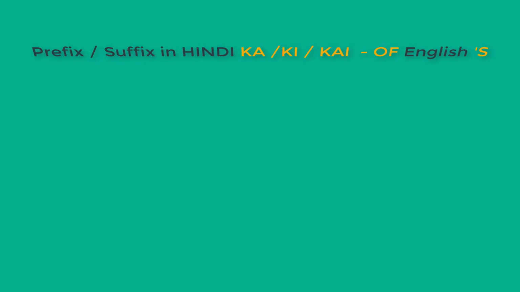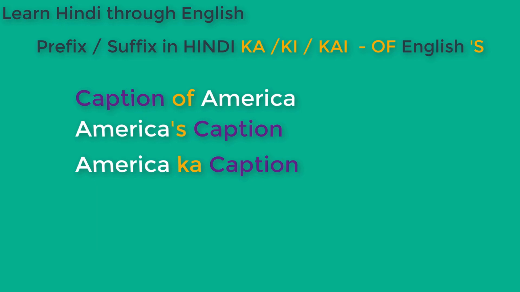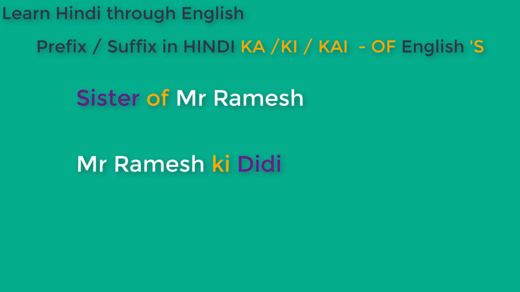Next we have of and apostrophe s. Captain of America and America's captain. Both are considered same, but the way of presentation is slightly different. In Hindi it becomes America ka captain. This ka will become ki in case of a female word. Sister of Mr. Ramesh, Mr. Ramesh ki didi. Here the ka becomes ki because it is about the sister of Ramesh.